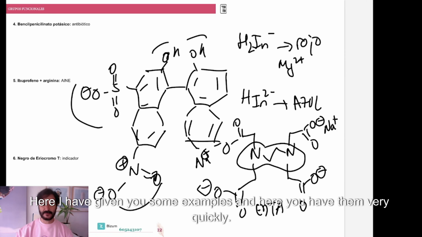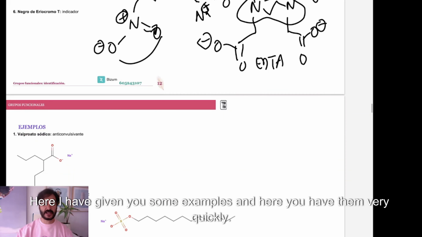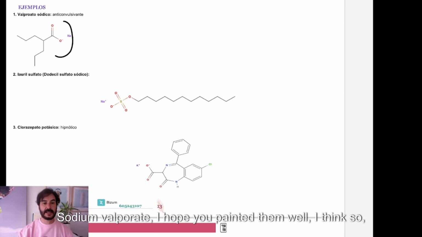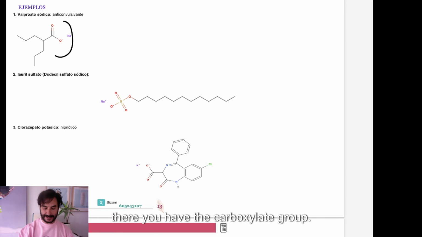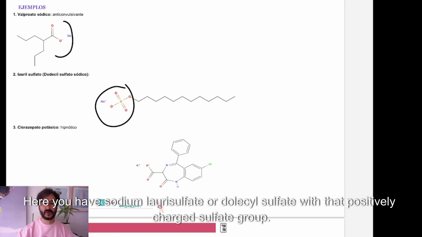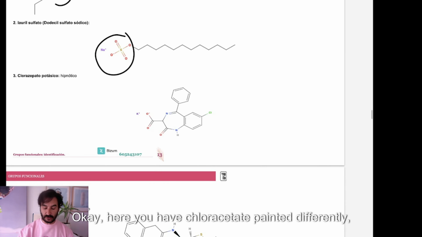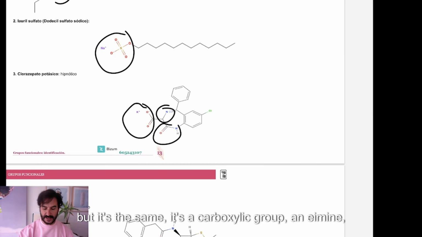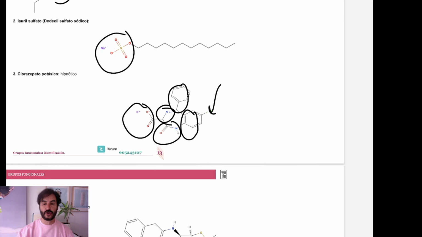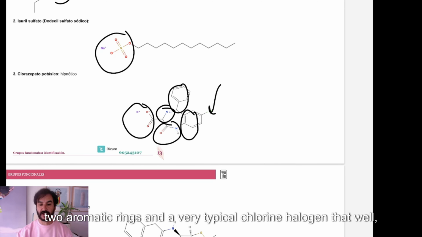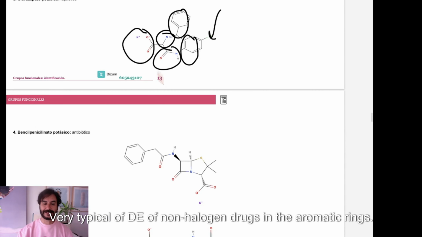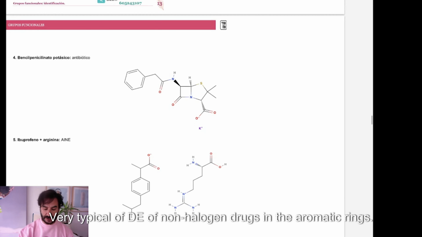Okay, well, we're still going down. Here I have given you some examples, and here you have them very quickly. Sodium valproate, I hope you painted them well, I think so. There you have the carboxylate group. Here you have sodium lauryl sulfate or sodium dodecyl sulfate with that negatively charged sulfate group. Okay, here you have diclofenac painted differently, but it's the same: a carboxylic group, an amine, two aromatic rings, and a very typical chlorine halogen that, well, I almost crossed out. Very typical of drugs with halogens on the aromatic rings.